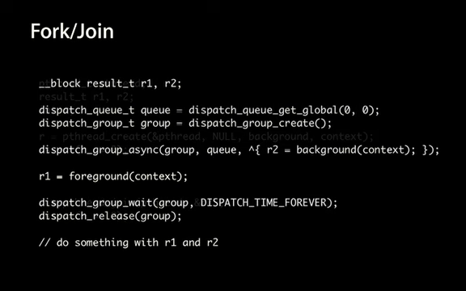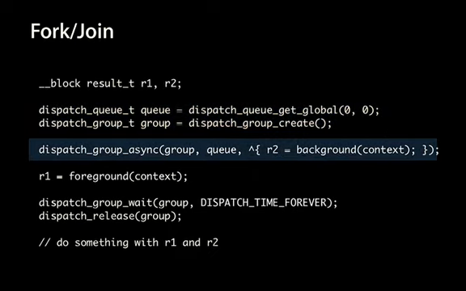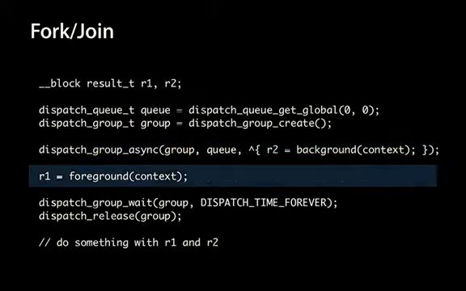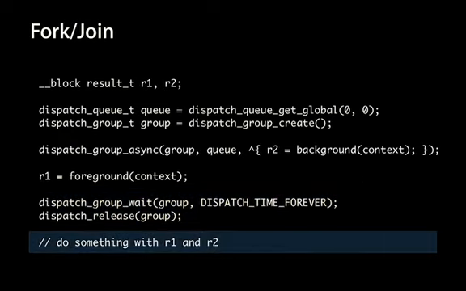In GCD, it is something similar, but actually, in fact, far more powerful. We can get the global concurrent queue. We're not creating it, we're just getting it. We can create a group. We can then dispatch group async into that group and run our background method. We can then run our foreground method. Then we can wait on the group, and in this case, wait forever. This is a dispatch time concept that we talked about in both the first and second presentations this week. And then release the group, and finally do something with R1 and R2.